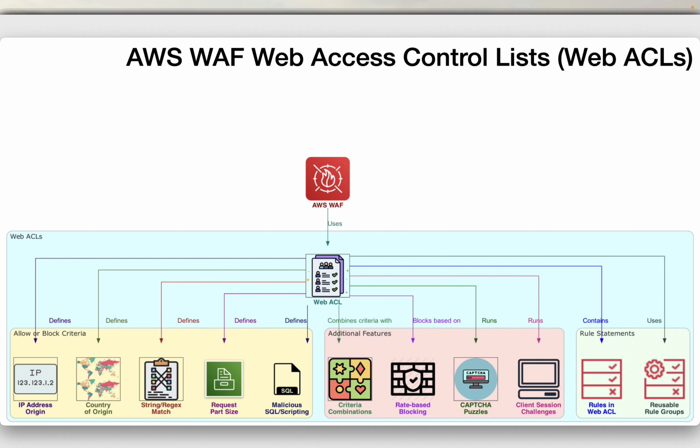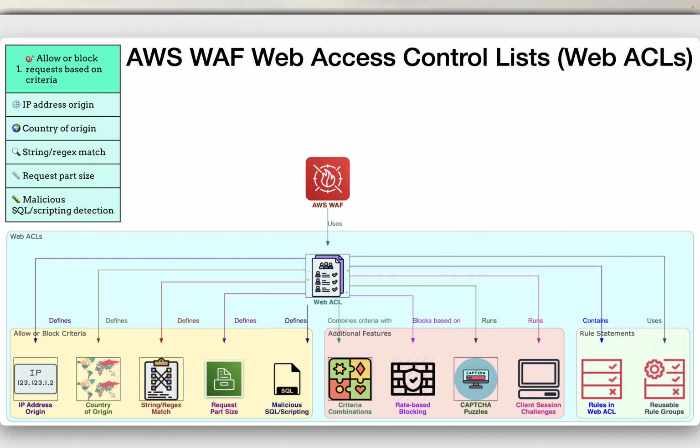Okay, next is AWS WAF Web Access Control List, Web ACLs. So this is one of the core components. AWS WAF Web ACLs allow you to control access to your web applications by defining criteria to allow or block requests. These criteria include IP address origin, filter requests based on the originating IP address; country of origin, allow or block requests from specific countries; string/regex match, look for a specific string or patterns in parts of the request; size, filter based on the size of particular parts of the request; then malicious SQL or scripting detection, identify and block requests containing malicious SQL code or scripting.